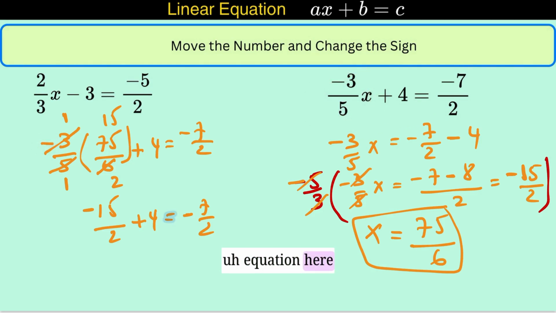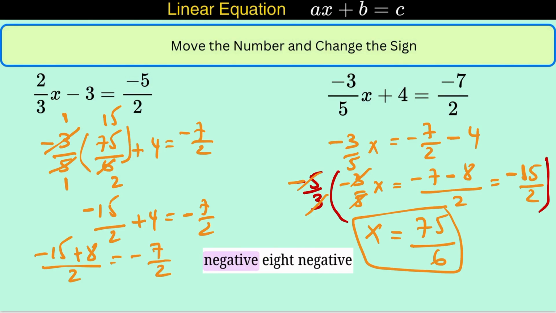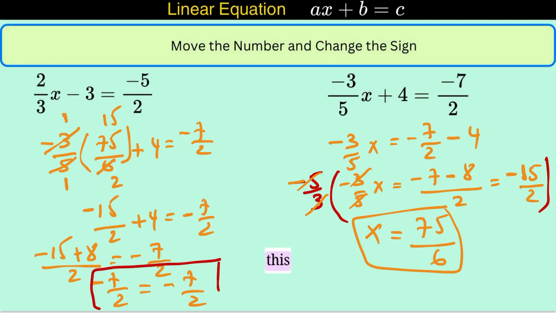Here again, I'm going to do the same thing. -15 plus 8/2 is equal to -7/2. So -15 plus 8 will give me -7/2 is equal to -7/2. So which means this one is correct. This one is correct, which is true.